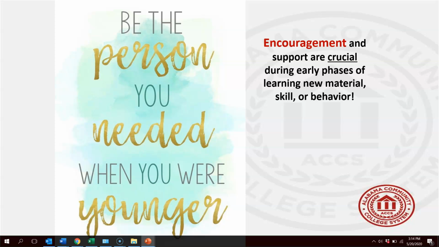He wanted to get that fixed. He wanted to get that encouragement. Now, keep in mind, this encouragement is absolutely crucial during the early phases of learning anything new, any kind of new material, skill, or behavior.